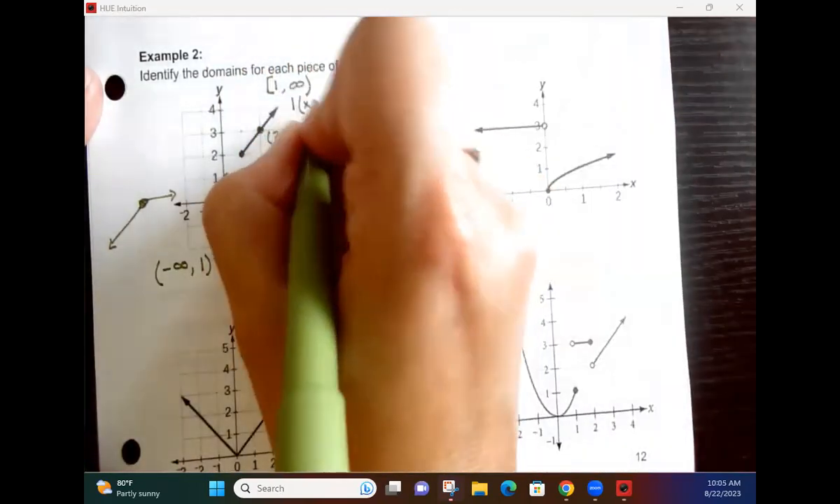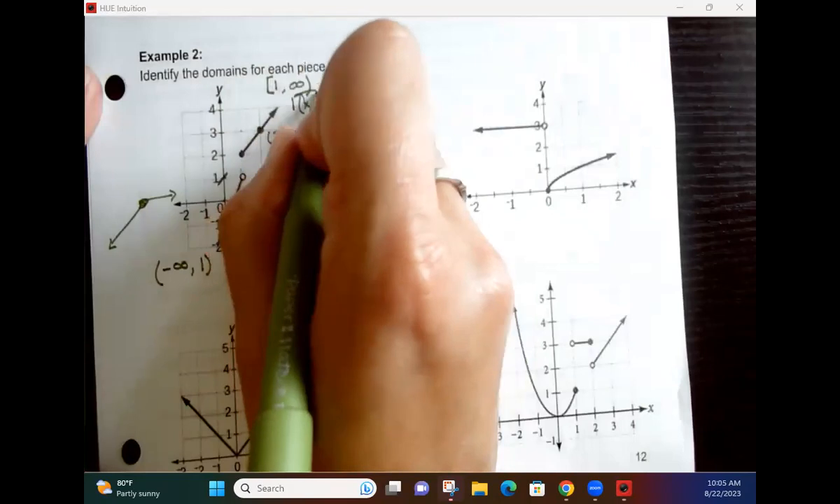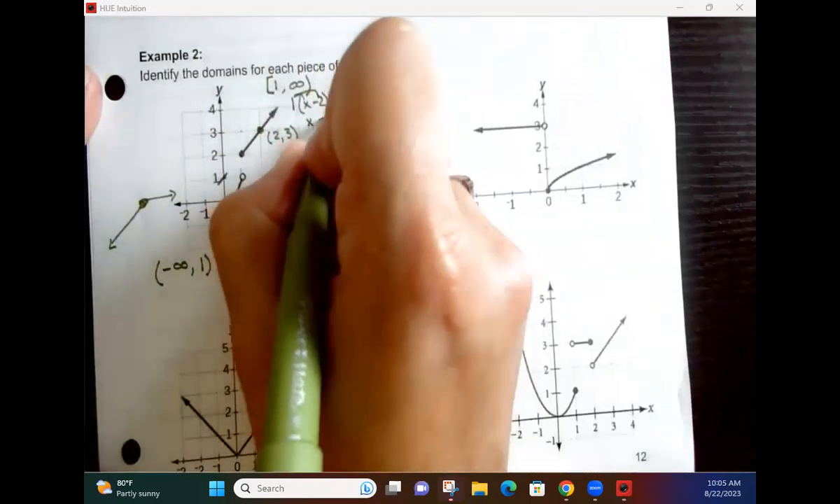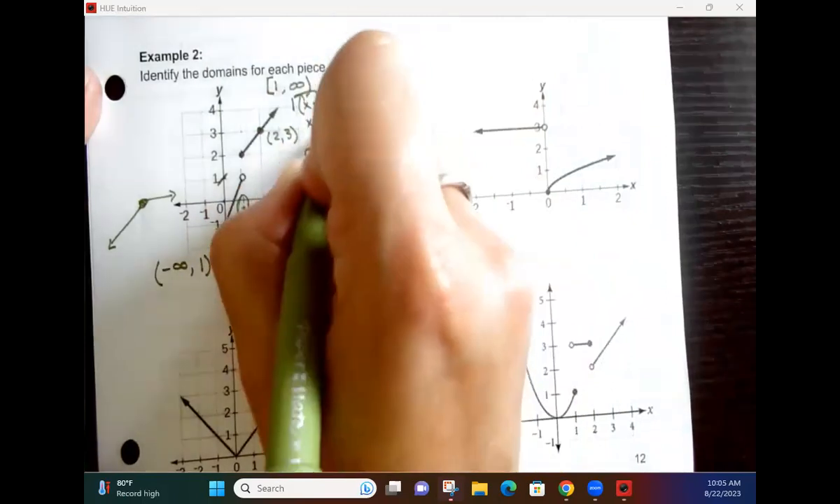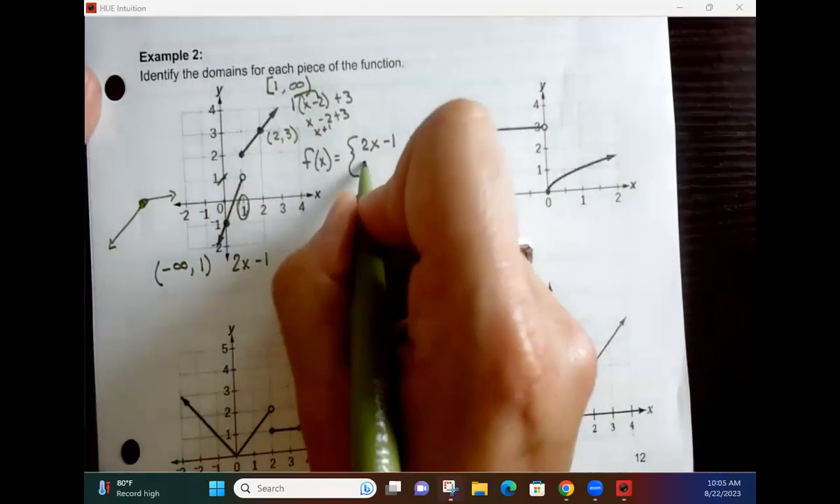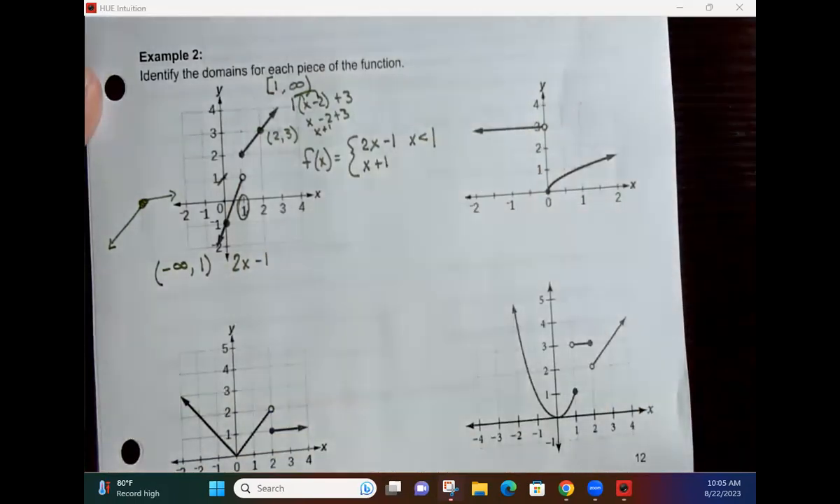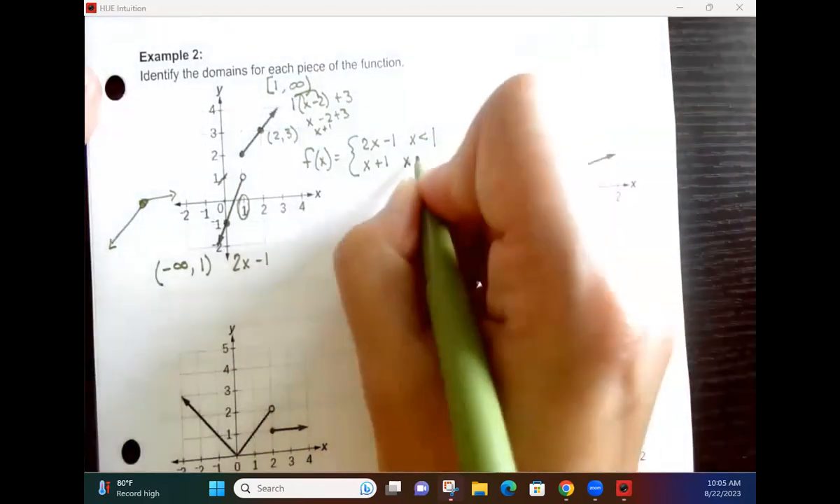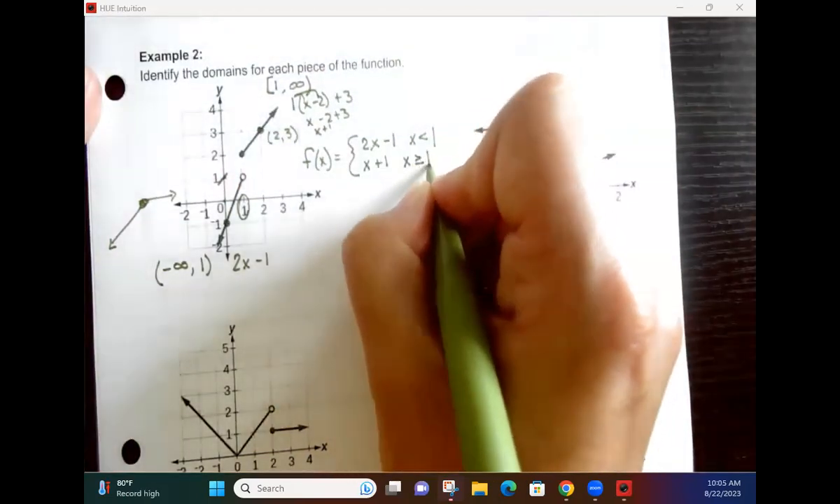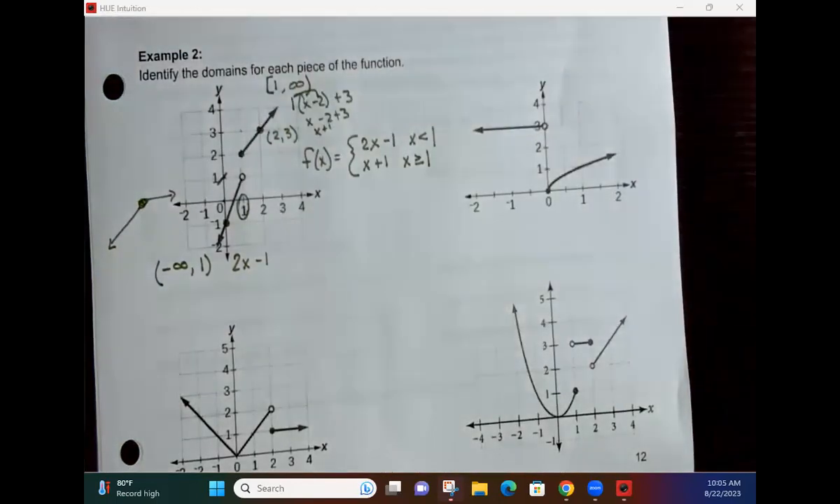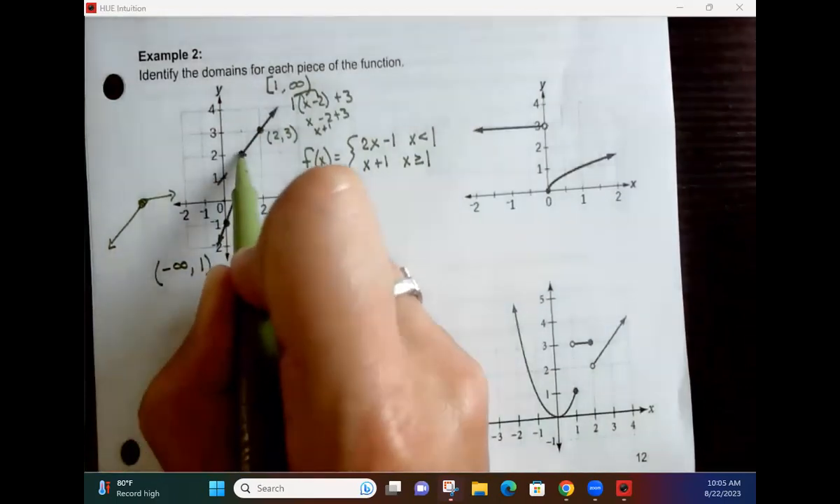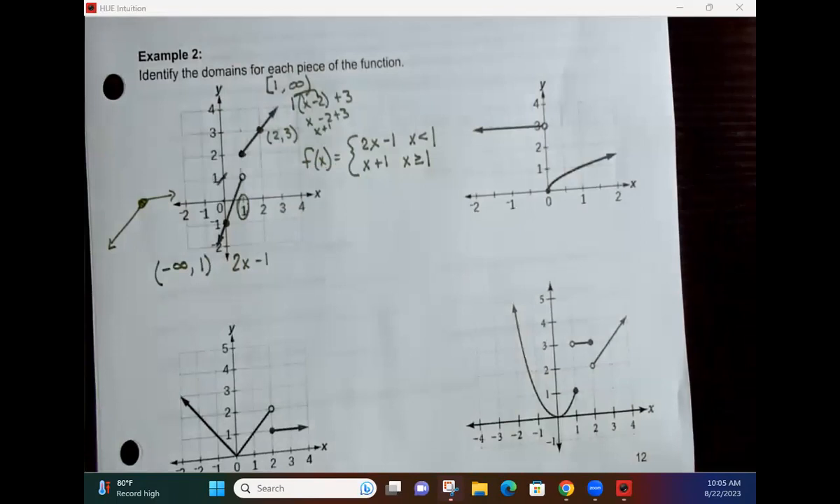Doesn't matter to me. This is the point 2 comma 3. So that would be 1 times x minus 2 plus 3. If you really want slope-intercept to be consistent, this would be x minus 2 plus 3, which is x plus 1. So the other piece of my function is represented by the line x plus 1. And I apply that for all parts of my function where the domain is greater than or equal to 1. Because this is a filled in circle there, that's an or equal to. We include 1 with this second part of our function.